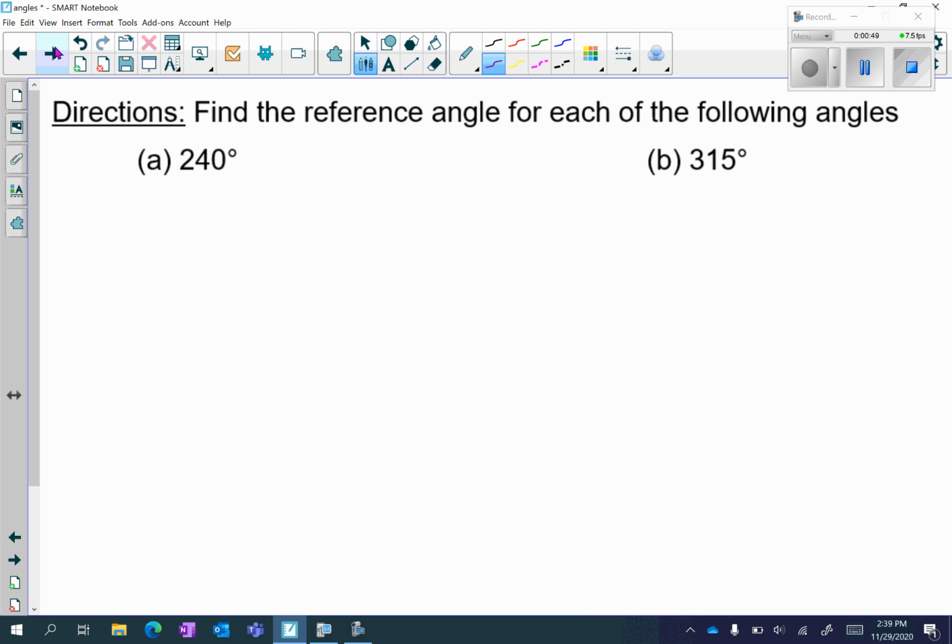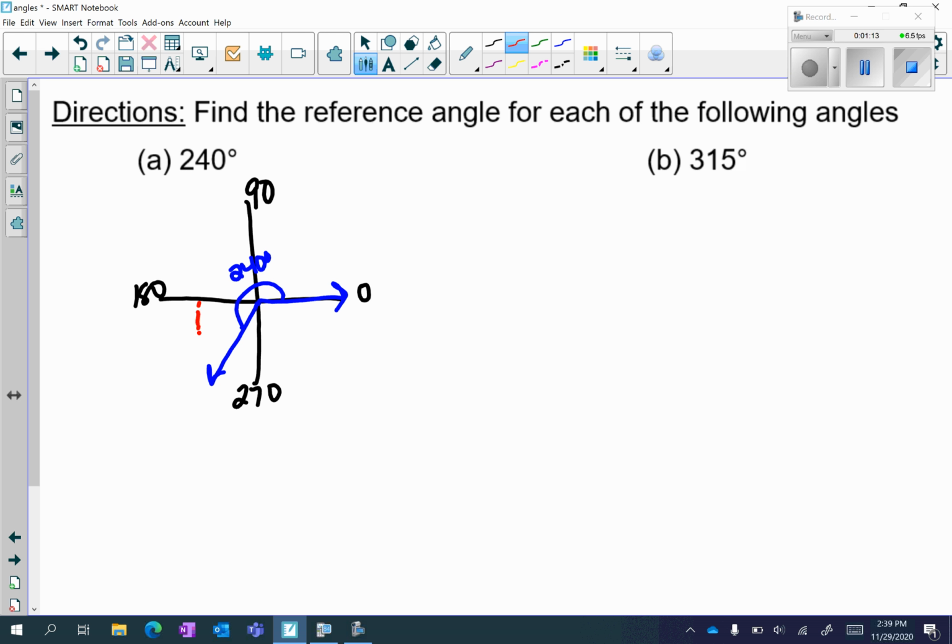Find the reference angle for each of the following angles. So I'm going to sketch my angle first. 0, 90, 180, 270. So 240 is going to be in here. This is 240 degrees. I have to go back to the x-axis. So if I draw a triangle, this part in here is my reference angle.